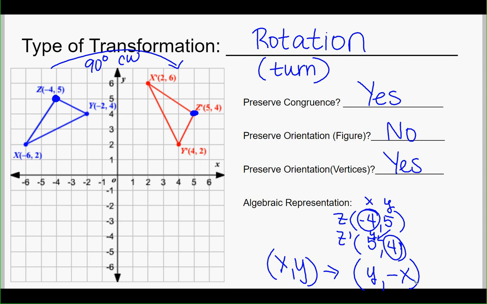So the algebraic representations, again, are a little bit more difficult. You've got a little bit more changes happening with your rotations. But I can't stress this enough: in order to get that, you have to write out your coordinates. That way you can see the changes. If you don't, it's almost impossible to get your algebraic representations without memorizing them.